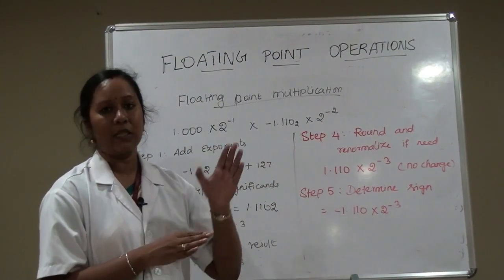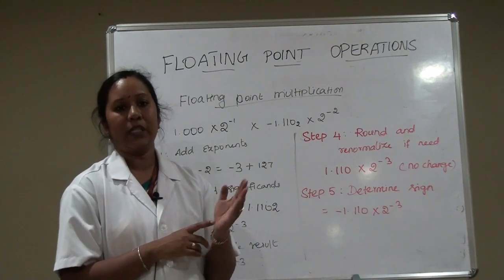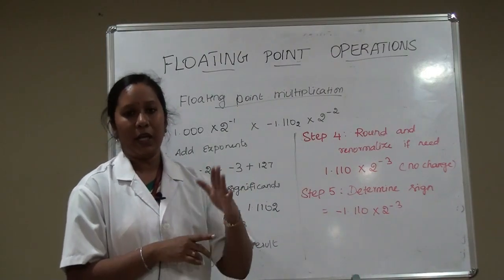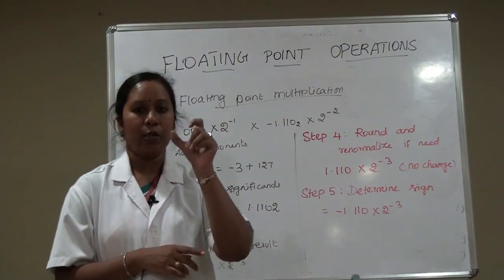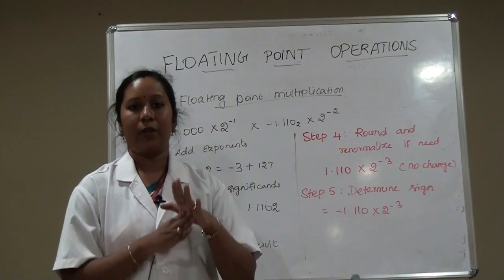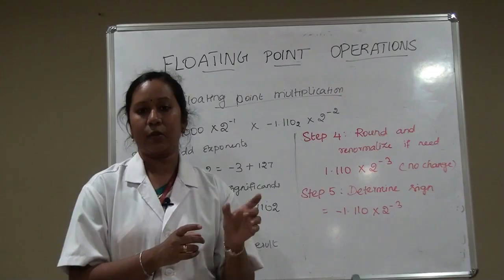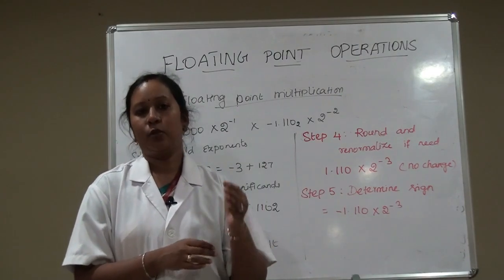But in multiplication, we are not going to worry about the exponent conversion. Here we are just going to add the exponents. After the addition of exponents, finally the significands are multiplied. Once the significands are multiplied, the resultant significand is our answer, which needs to be converted into the normalized form.